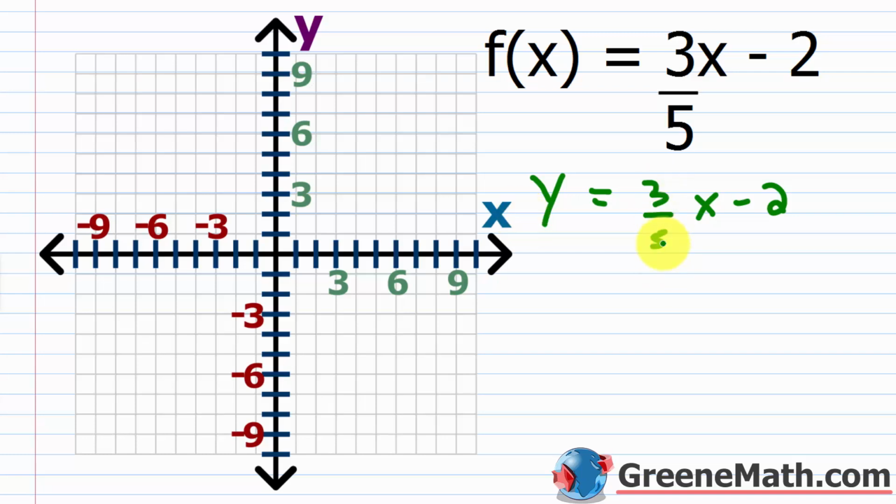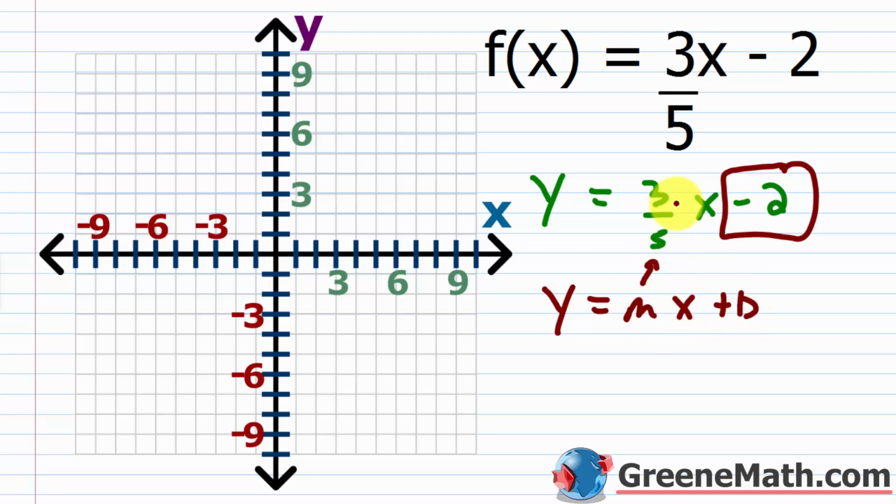So the coefficient of x is my slope, and my y-intercept, again, is this term over here. So y equals mx plus b. This is my m, 3/5. My b, my y coordinate for the y-intercept, is negative 2. So all you need to do is plot the y-intercept first. So the y-intercept occurs at 0 comma negative 2. So let's plot that.